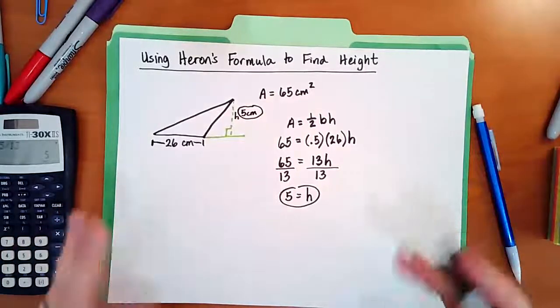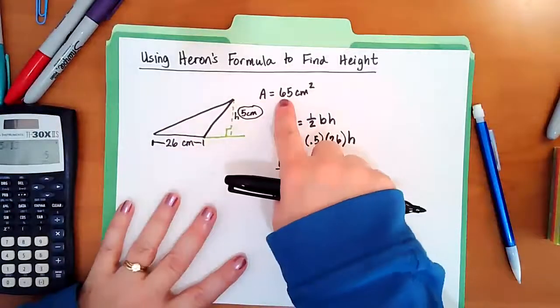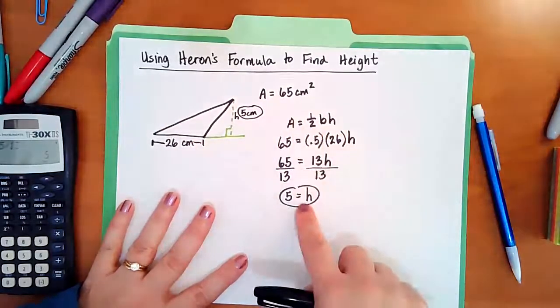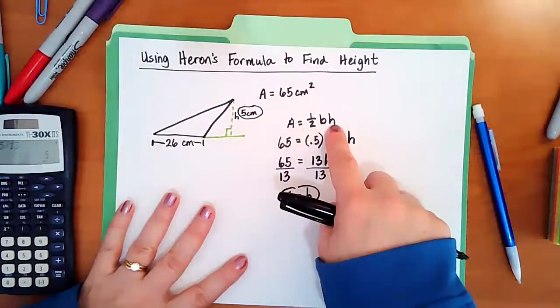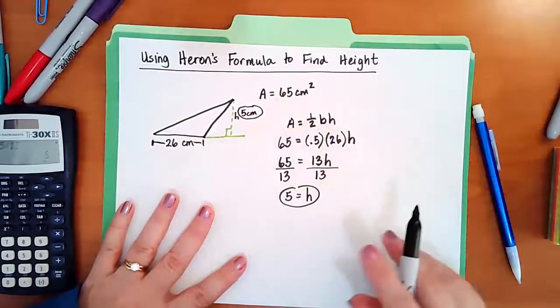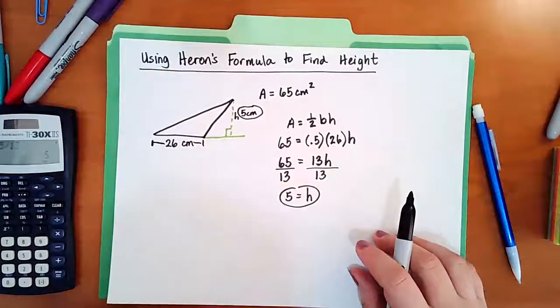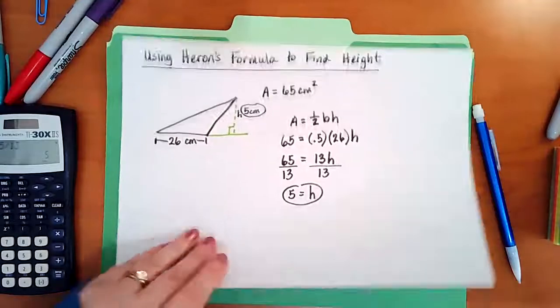So I want you to see what we did. We used Heron's formula on a separate sheet of paper, and we came up with 65 centimeters squared. Then I just plunked that into the equation that I normally use to find the area of a triangle, and I solved for height. Now, this probably seems pretty easy to you. I mean, maybe not completely easy, but you understand what we're doing here.